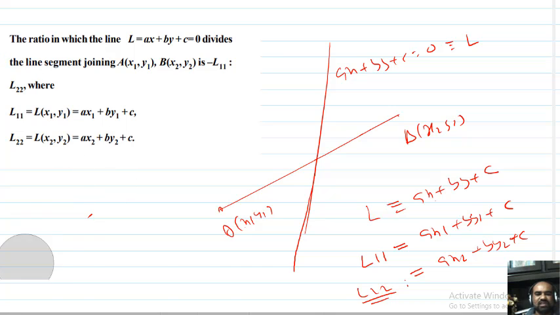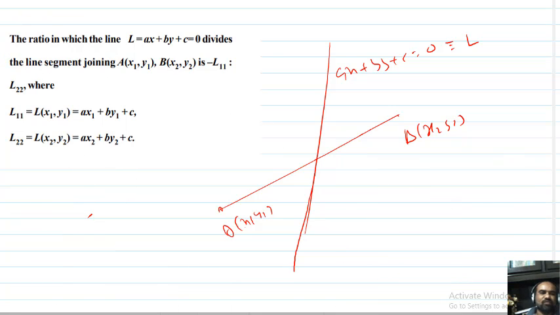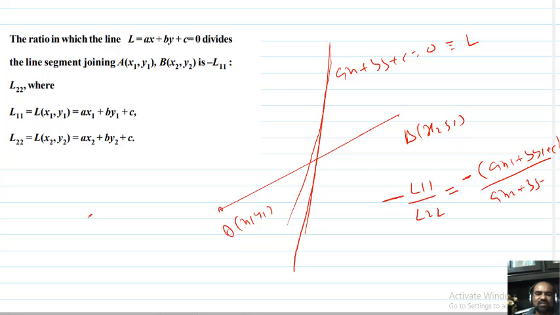I want to explain what this theorem is saying. If the line ax plus by plus c equals 0 is treated as L, at what ratio does this line divide the line segment joining A(x1, y1) and B(x2, y2)? This theorem says the ratio is minus L11 is to L22, or the division minus L11 by L22, both are same. So minus L11 is ax1 plus by1 plus c by ax2 plus by2 plus c. In this ratio the line L divides the line segment joining A(x1, y1) and B(x2, y2).